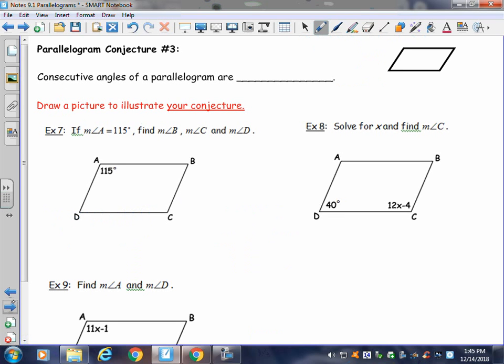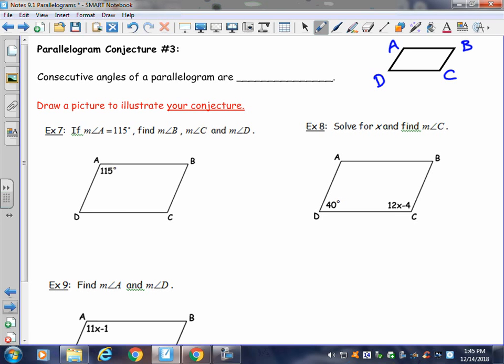All right, conjecture 3, draw another parallelogram. And on this parallelogram, we're going to actually put some letters, because we want to write a couple of statements under the picture. And to write a couple of statements under the pictures, we need letters. But we're also going to put some marks on here also.